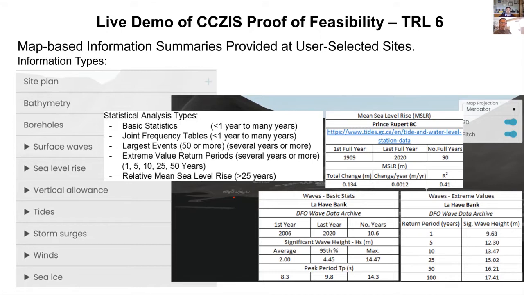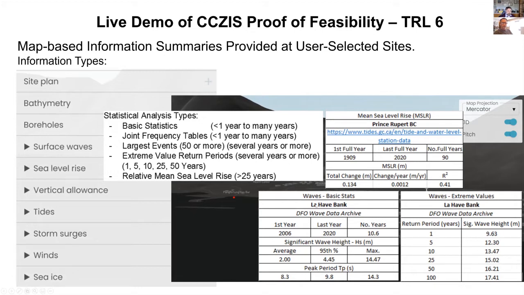On the right-hand side, we have examples of specific output that can be exported through CSV format, which you can easily open in a text editor, Excel, or another program. And some examples of this data are given for Prince Rupert in this format, where we see we have 90 full years of data, and from this, we can pull a mean sea level rise of 0.134 meters, which is also given as a rate in meters per year.